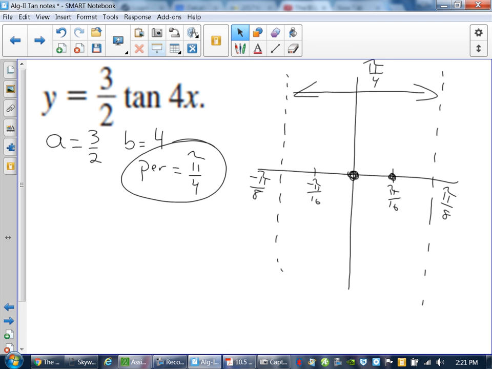These two breakpoints, these pi over 16s, that's where your elbows occur. 3 halves, negative 3 halves. Do I have to mark it off between 1 and 2, or can I just label it 3 halves? I just label it 3 halves. It doesn't matter. Okay? And is this one dancing up or dancing down? Dancing up. Oops, I didn't mean to put a dot here. There you go.